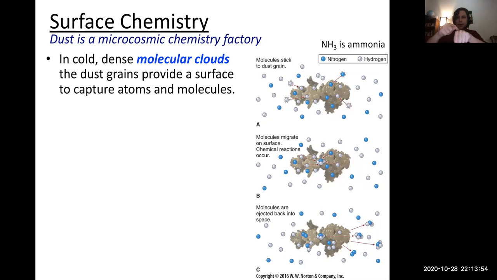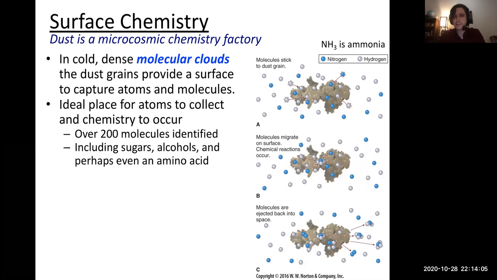Now, if I put one on a dust molecule and it's hanging out, and here comes another one, and here comes another one, I'm going to be concentrating all of these atoms onto the surfaces of these dust particles, which makes them ideal to drive chemistry.